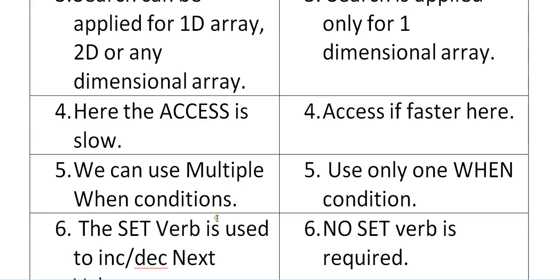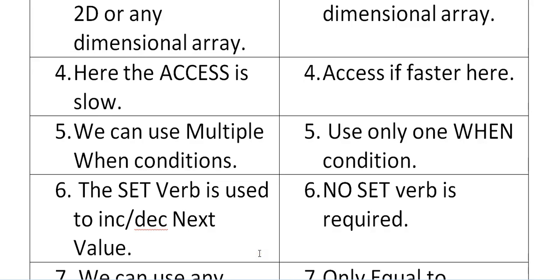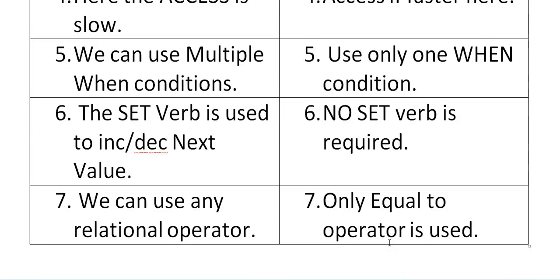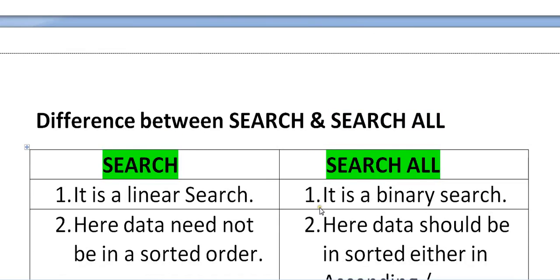In search, we can use multiple WHEN conditions, whereas in search all you can use only one WHEN condition. In search, the SET verb is used to increment or decrement the index value. No SET verb is required in search all. We can use any relational operators in search, whereas only the equal to operator is used in search all. So these are the differences between search and search all.